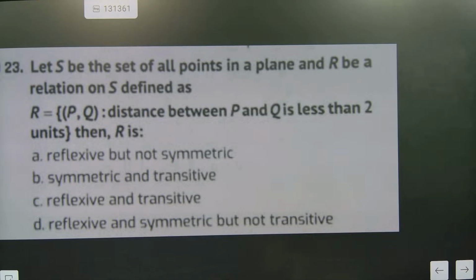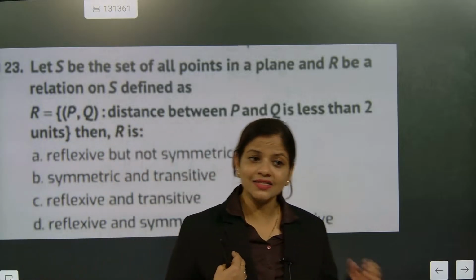S is a set of all points in a plane and R is a relation on S defined as this. So R is a relation. Understood? They're asking about distance less than 2 units. See, one thing only: the distance between 2 points is less than 2 units.